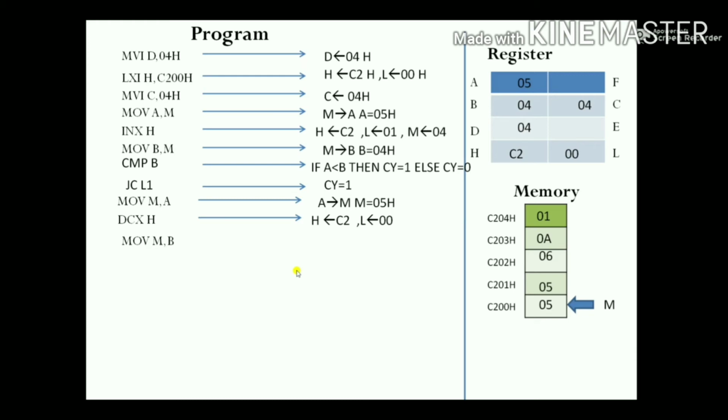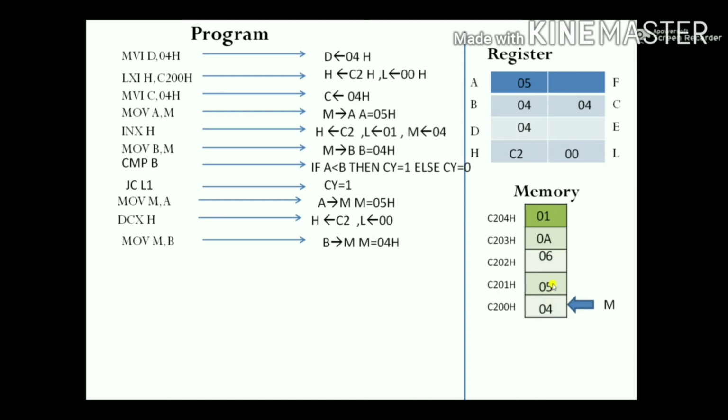So which instruction are we using? MOV M, B. It means from the B register to the memory we are transferring the data. So now memory will have the data 04. It means we have swapped, or exchanged, the data. So now it is arranged properly. So that's it. This is the first thing we have done.